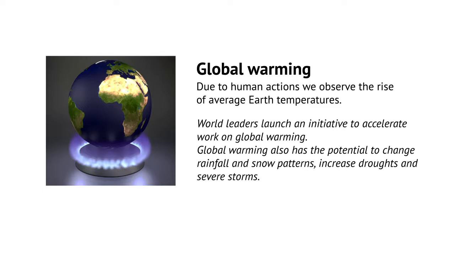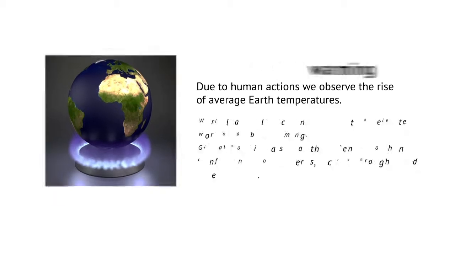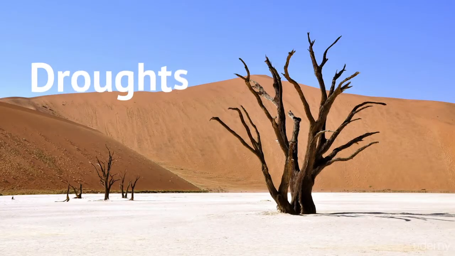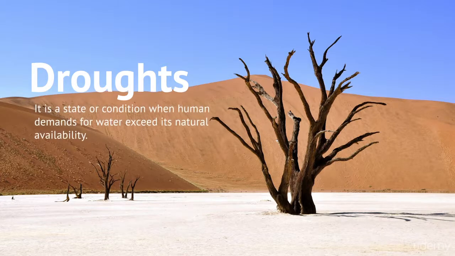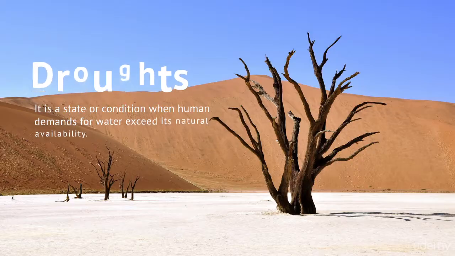Global warming also has the potential to change rainfall and snow patterns, increase droughts, and severe storms. Let's additionally define droughts from this sentence. Most people think it's a period of hot and dry weather, but that is not completely true. It is a state or condition when human demands for water exceed its natural availability. Let's continue. What consequences are we talking about?